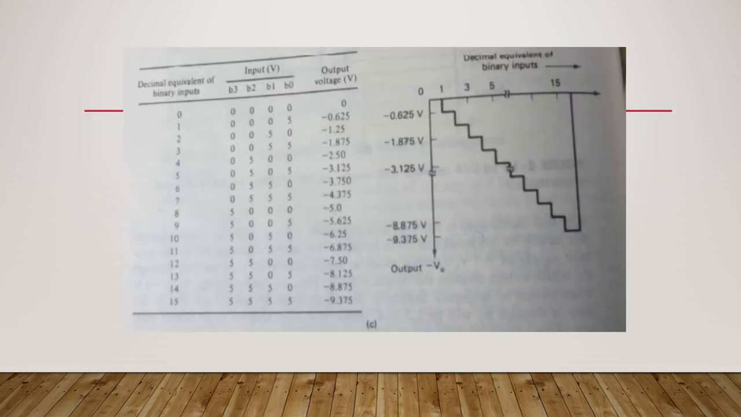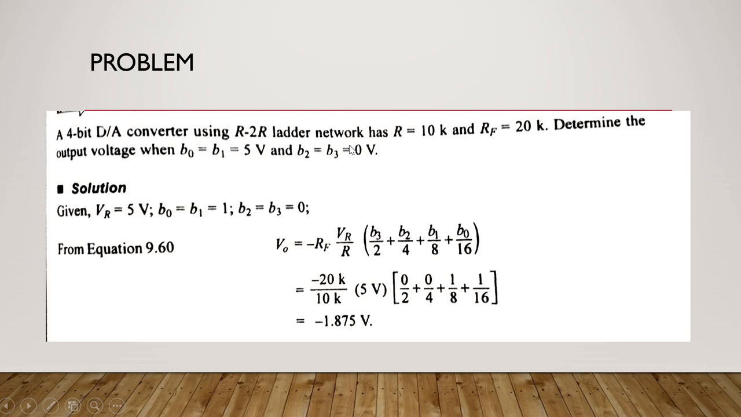Let us see the chart now. For 0, 0, 1, 1, you can see here we have got the output as 1.875, because in the problem also they have considered the same resistor values, whichever resistor values are given in the previous figure. So I hope you understood the R2R ladder network.